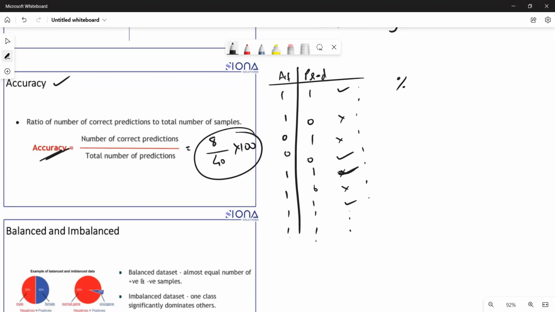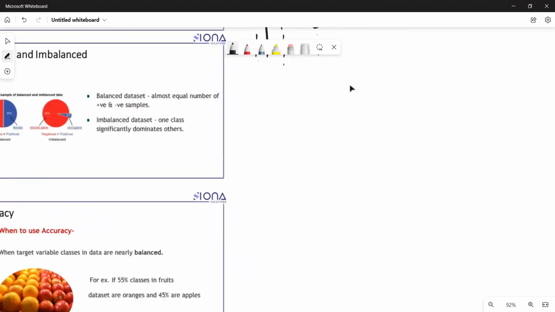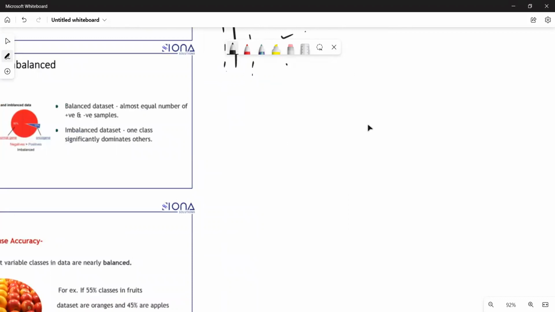Now I have a question here. Let's say we are working on a model which predicts cancer. So we have the explanatory variables, we have the actual y, and we have the predicted y. In such a case, this is the model which predicts cancer.